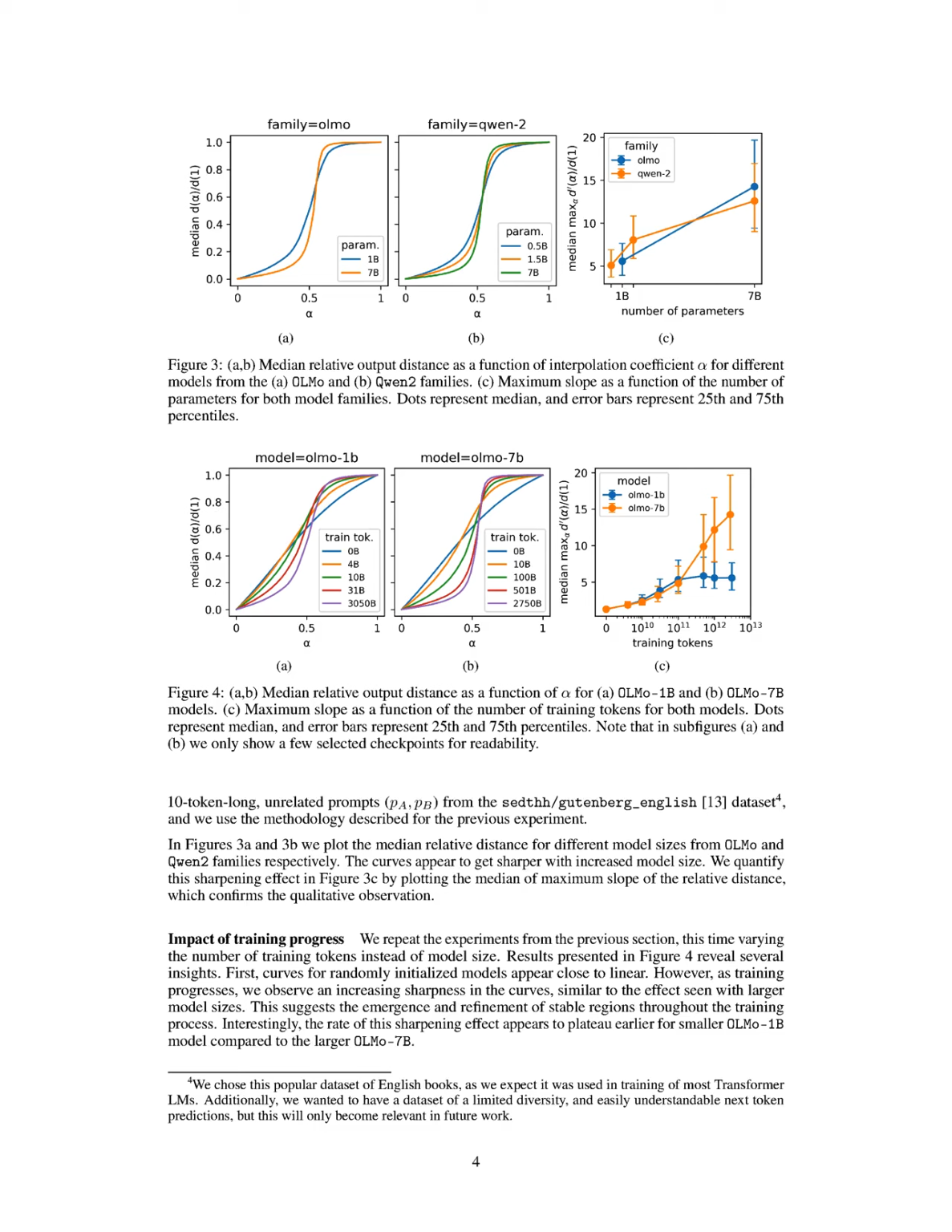As model size increases, the boundaries between these stable regions become sharper, which we quantified by measuring the maximum slope of the relative distance between outputs. Additionally, we noted that during training, the curves representing the relationship between activations and outputs transition from linear to sharper shapes, indicating the emergence and refinement of stable regions. This sharpening effect is more pronounced in larger models and continues to evolve as training progresses, suggesting that both the development of new stable regions and the definition of existing boundaries contribute to this phenomenon.